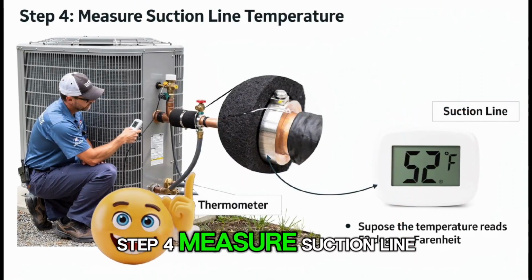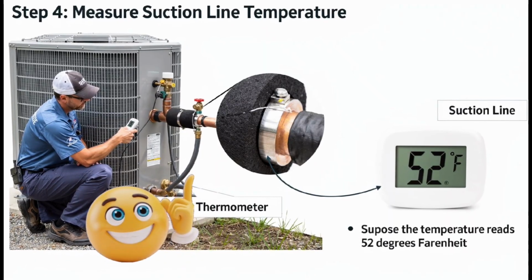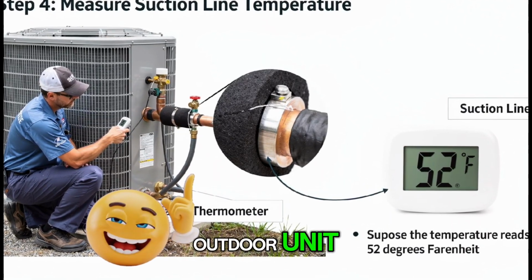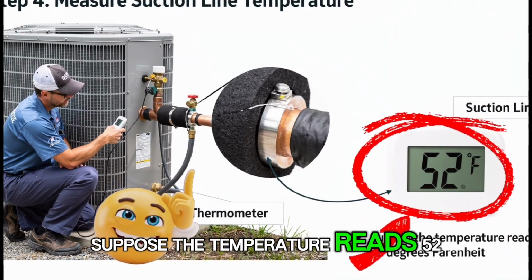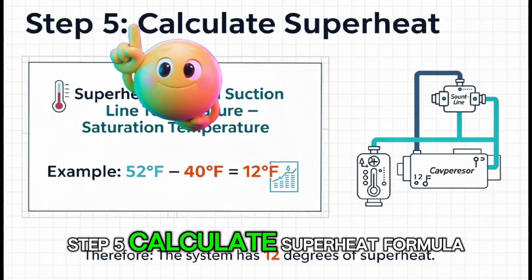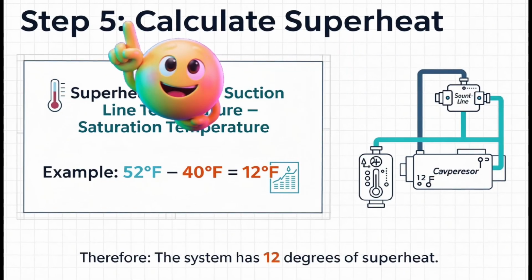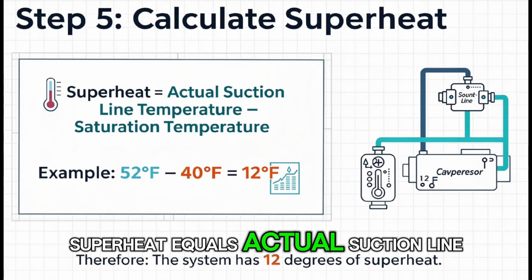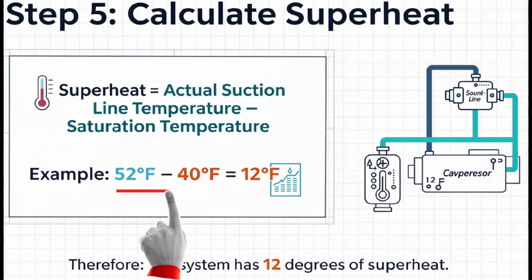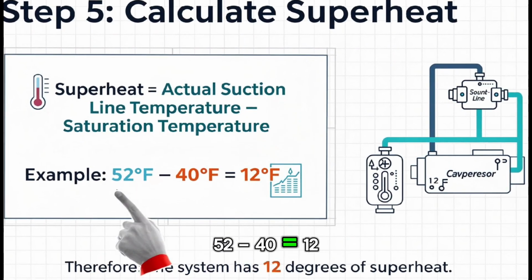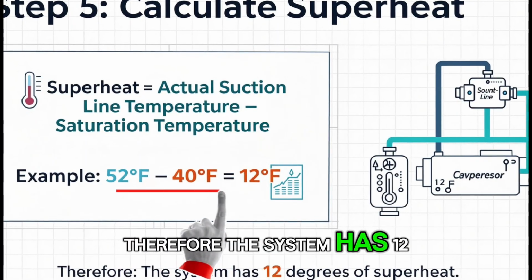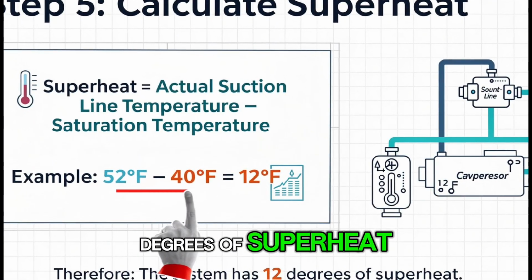Step 4. Measure suction line temperature. Use a clamp thermometer on the suction line near the outdoor unit. Suppose the temperature reads 52 degrees Fahrenheit. Step 5. Calculate superheat formula. Superheat equals actual suction line temperature minus saturation temperature. 52 minus 40 equals 12 degrees Fahrenheit. Therefore, the system has 12 degrees of superheat.